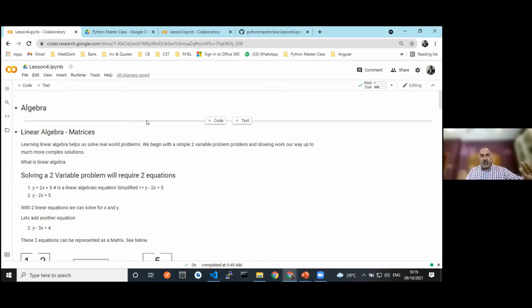One equation is y equals 2x plus 5, and another equation is y equals 3x plus 4. I know that all of you can solve it using pen and paper, but today we're going to use a Python program to solve this problem.